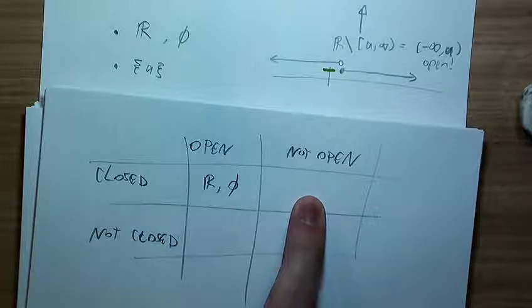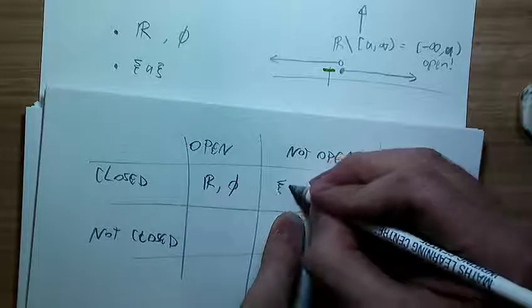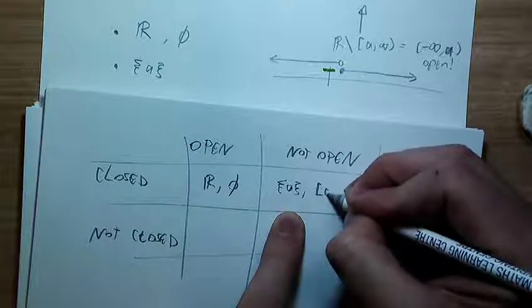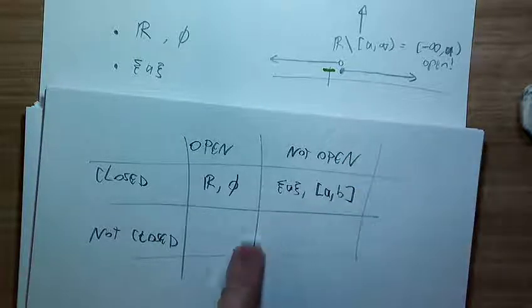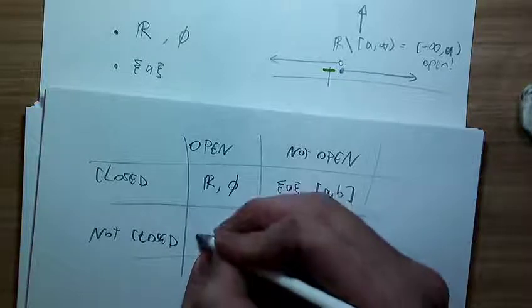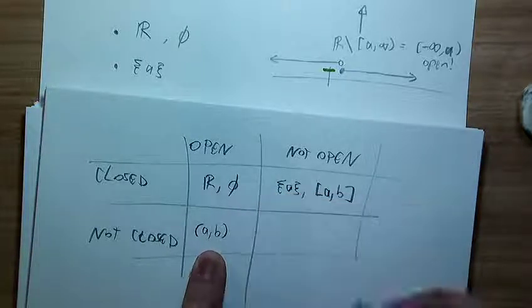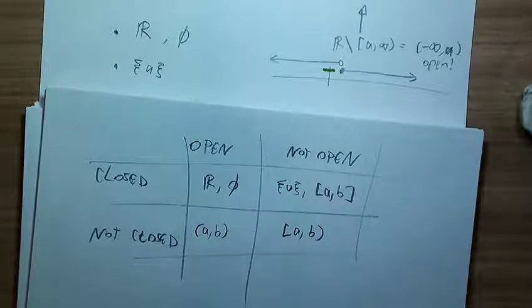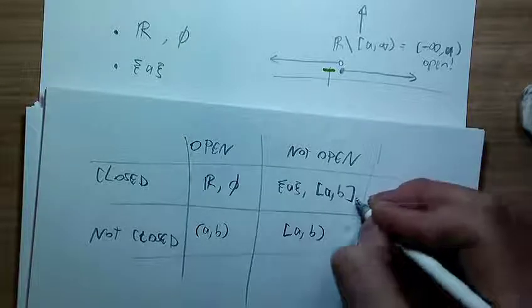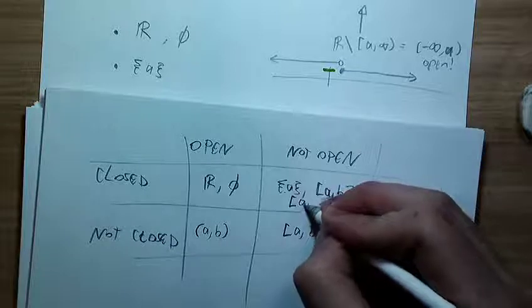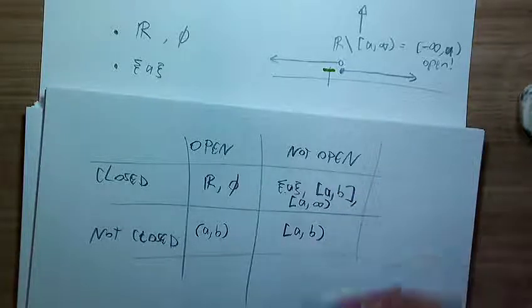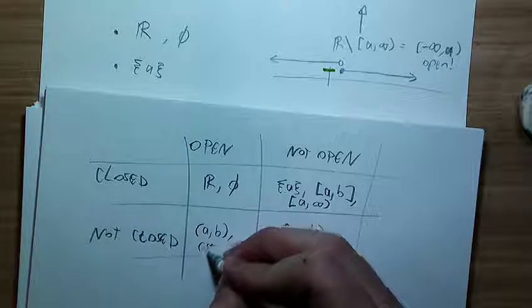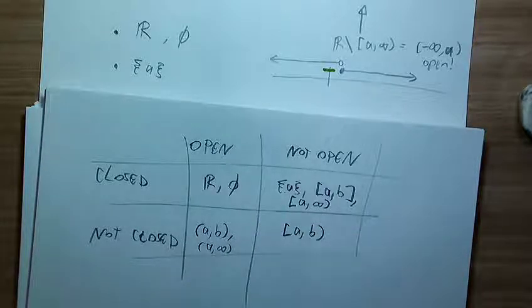Things that are closed but not open, maybe a single point, for example, and a closed interval, maybe. Things that are open but not closed, an open interval. And things that are neither, something that's closed at one end and open at the other. So it's possible to find sets in all four of those categories. So I can add to this one, [a, infinity) is closed but not open, and (a, infinity) is open but not closed.